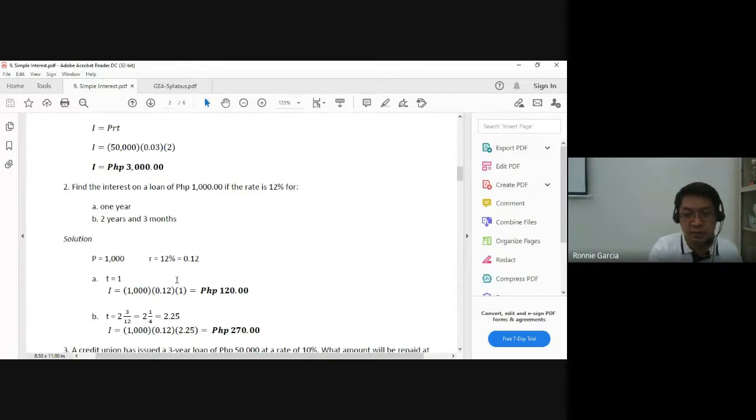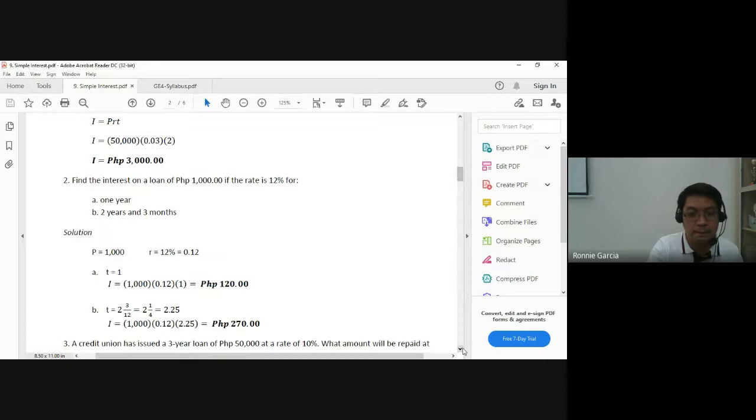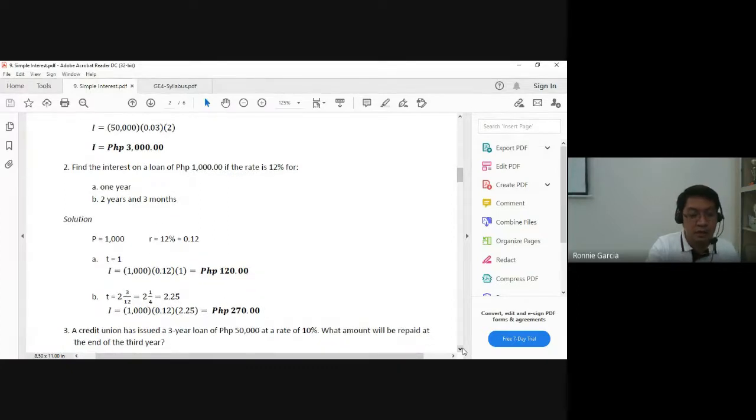Let's have the third example. A credit union has issued a 3-year loan of 50,000 pesos at a rate of 10%. What amount will be repaid at the end of the 3rd year? I will not tell you what is being asked here. I'm curious about your answers before I reveal what is being asked or what the correct answer is.